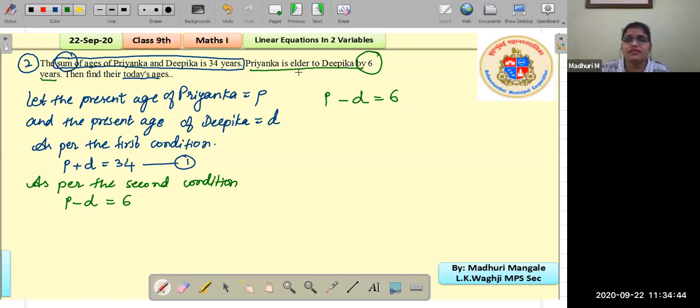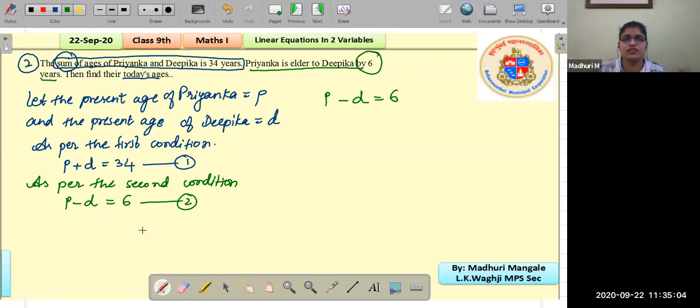One is elder, the other is younger. So always put the elder age first, the elder one first, and subtract the younger one. So that would be giving us the difference. So here it is P minus D equals to 6. That is our second equation. So the first step, to set the variables. Second, to identify the equations.